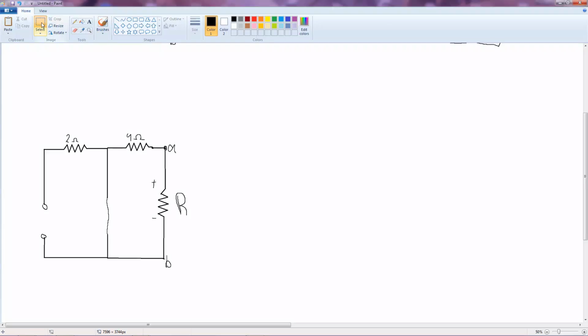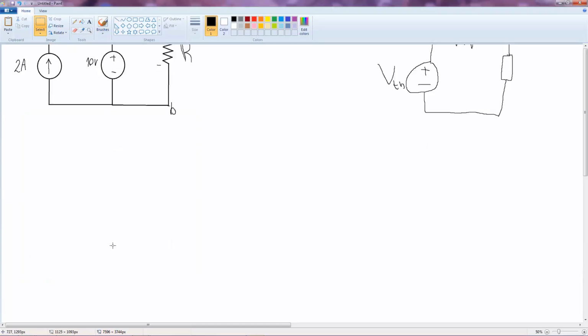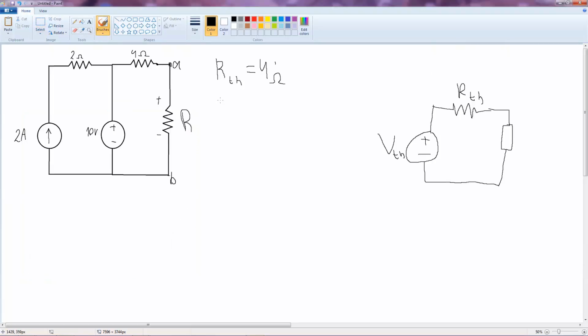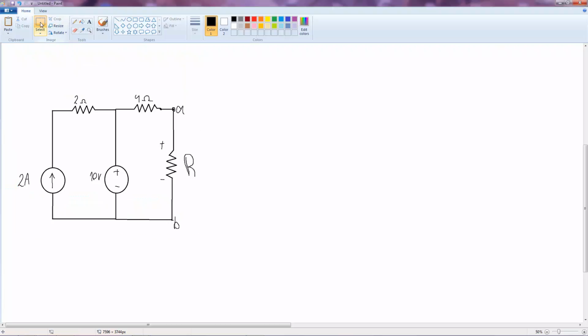So what you need to memorize here is that you replace a current source with an open circuit and a voltage source with a short circuit, and then find the equivalent resistance. Okay, let's remove this one, and now we need to find V Thevenin. So let's do it. In this case, this one is also very simple to find, but usually it will involve more calculations.